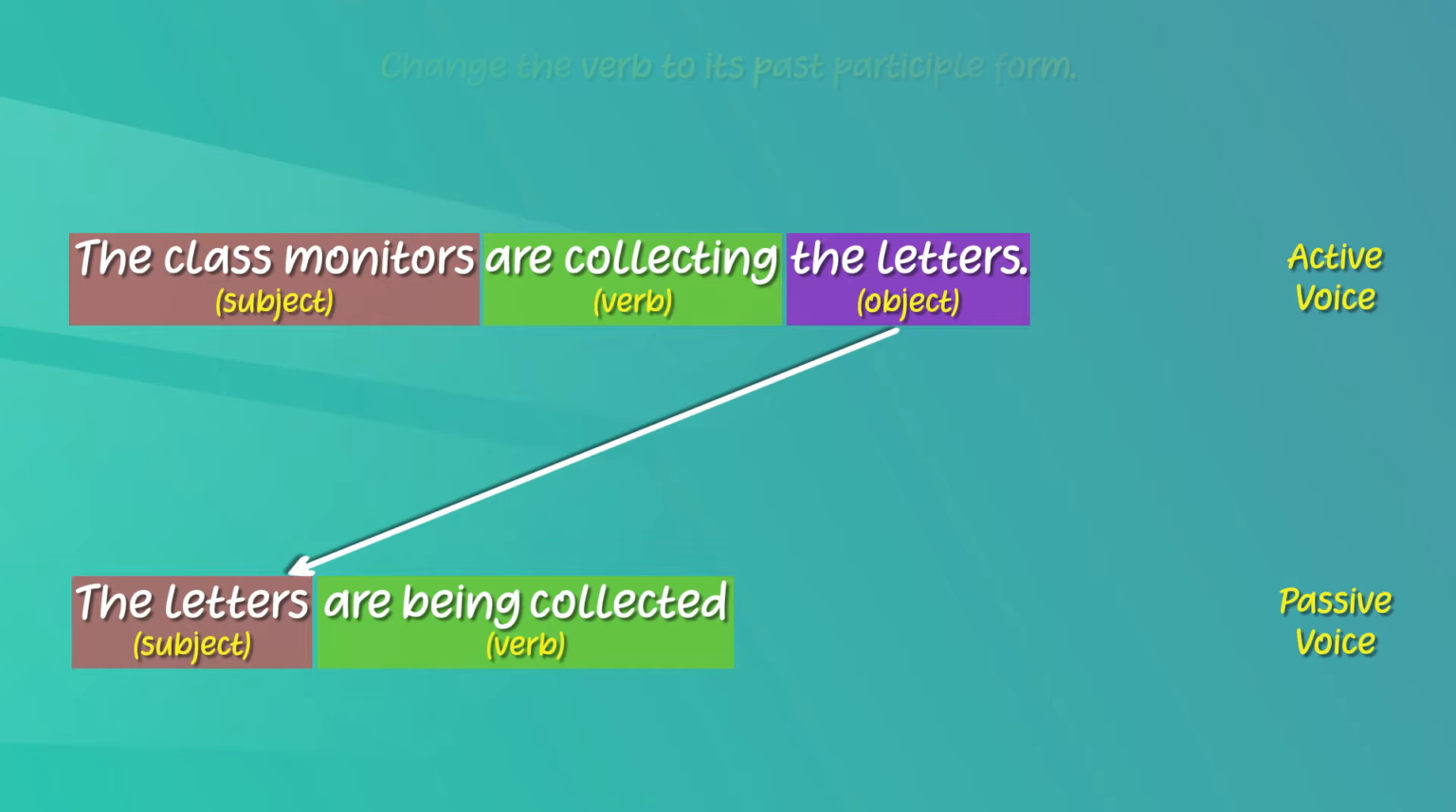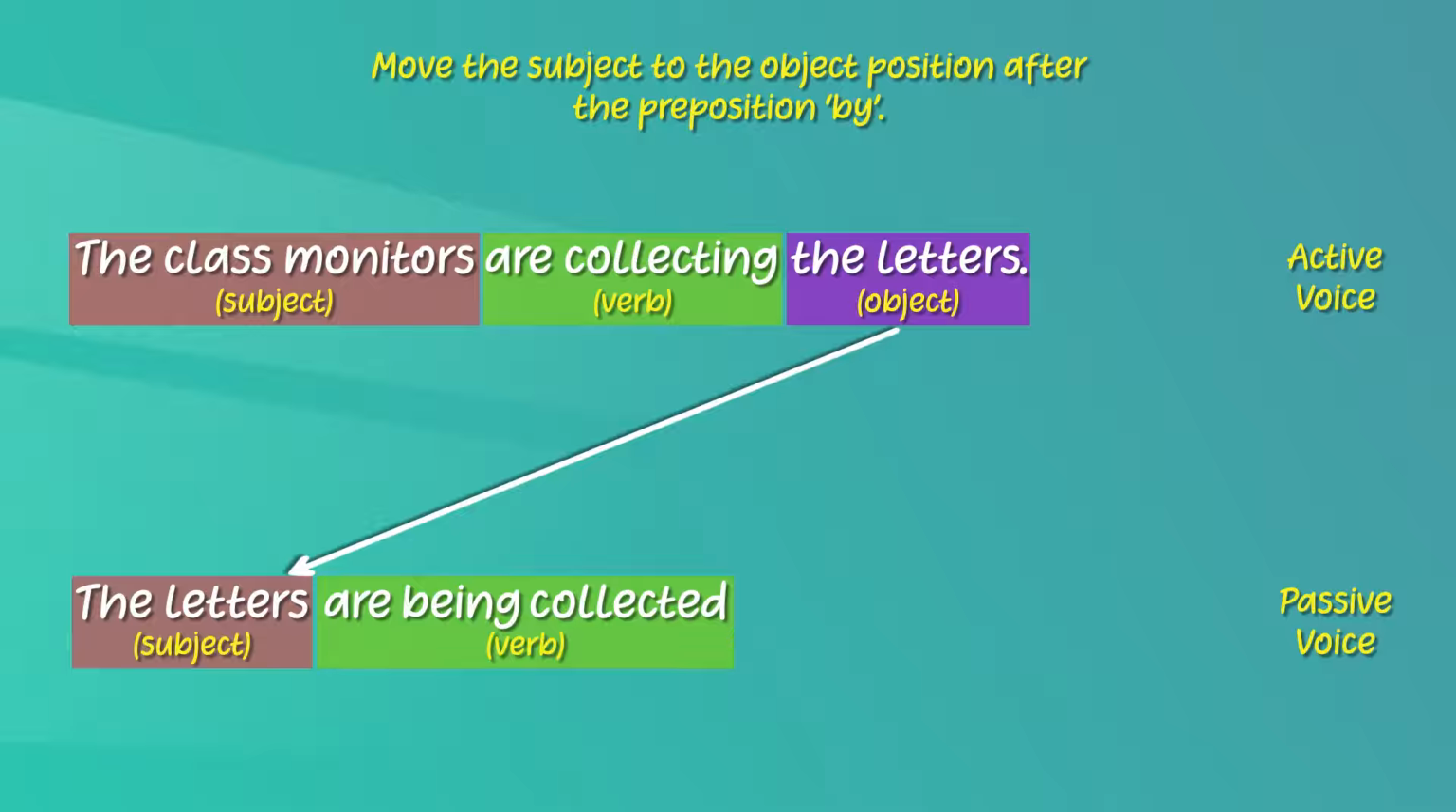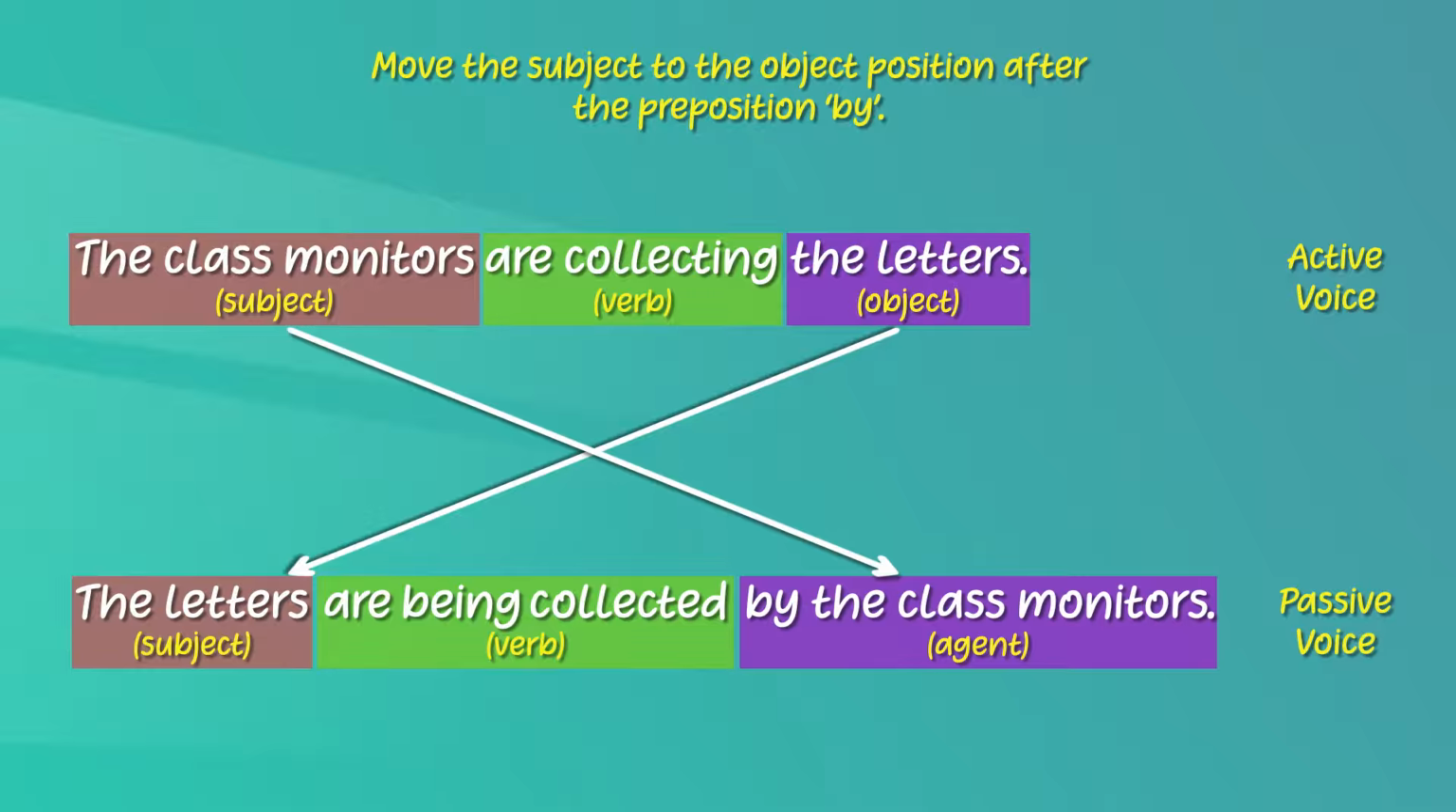Now look at the fourth step. You have to move the subject, the class monitors, to the object position after the preposition by. It is now the agent of the action.